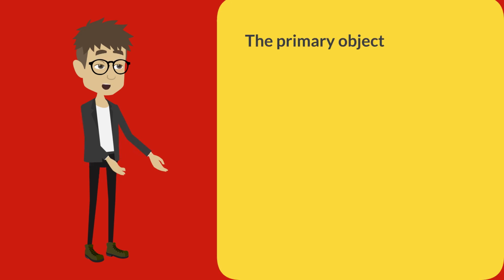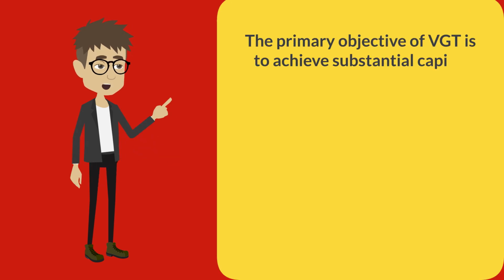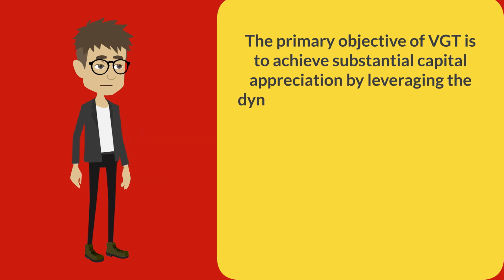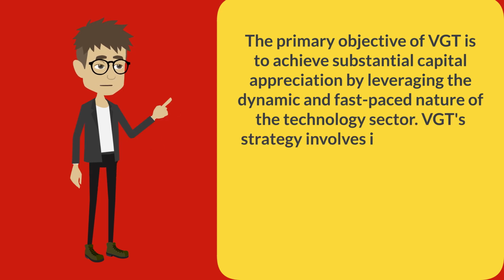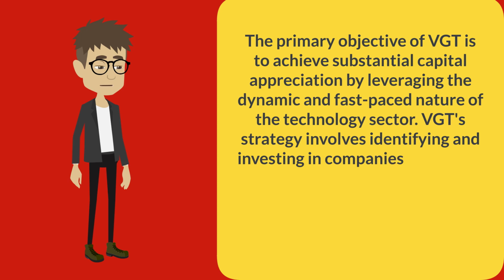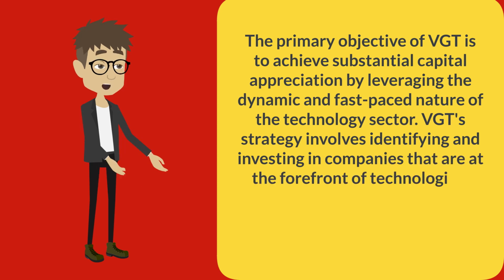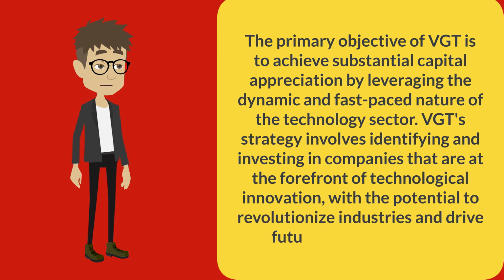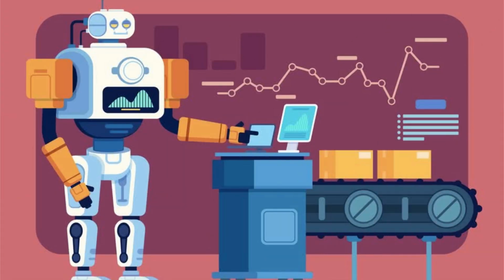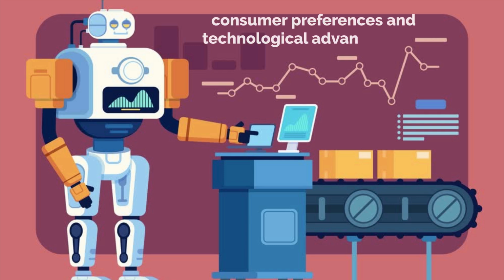The primary objective of VGT is to achieve substantial capital appreciation by leveraging the dynamic and fast-paced nature of the technology sector. VGT's strategy involves identifying and investing in companies that are at the forefront of technological innovation, with the potential to revolutionize industries and drive future economic growth. This approach inherently comes with higher volatility, as the tech sector is more susceptible to market fluctuations and rapid changes in consumer preferences and technological advancements.